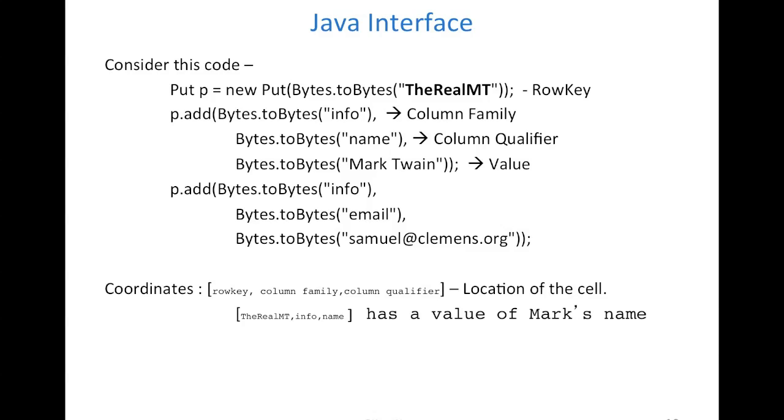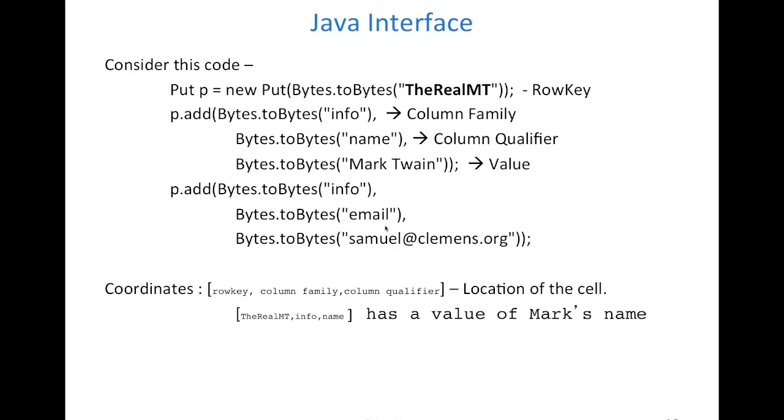If you look at this code right now, it is trying to put an entry into an HBase table, and in this scenario the row key is the first coordinate, followed by the column family. So when used as a data coordinate, the column family serves to group columns. The next coordinate is a column qualifier. So this is the column family and it's grouping all the columns. The column qualifiers in this scenario are the name and the email.